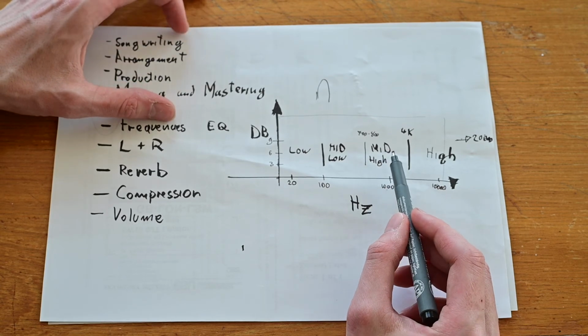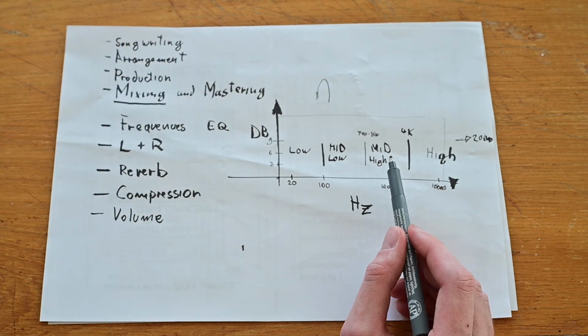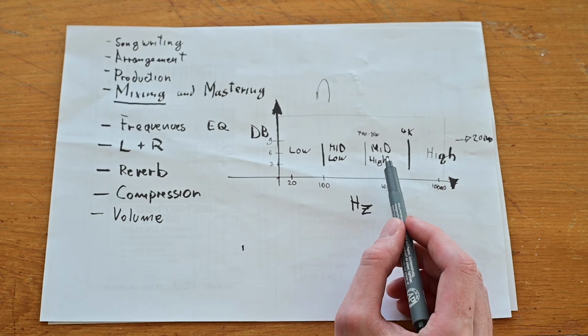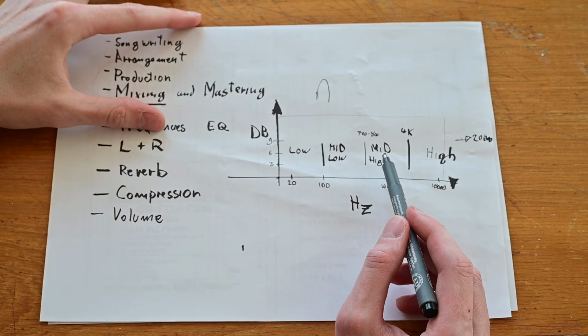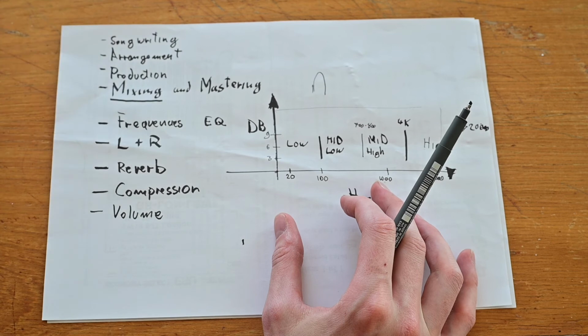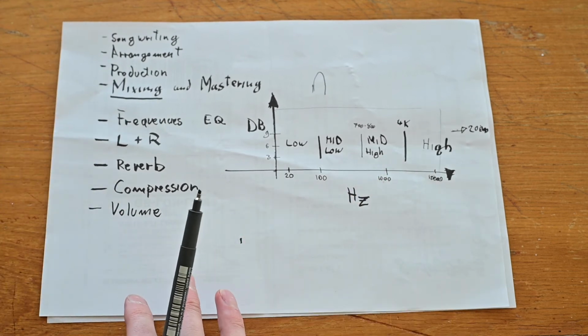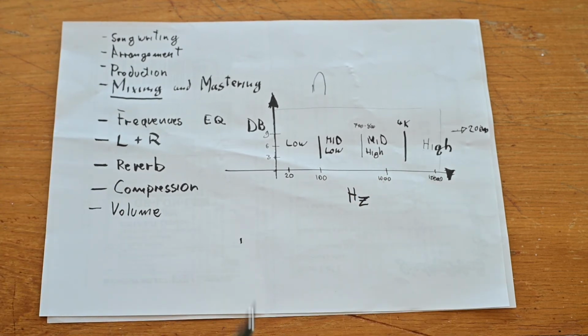In the mid-highs, you would have voice, a lot of the voice. You could have some of the attacks from some instruments. So, for example, when you hit a keyboard, the first attacky sound.